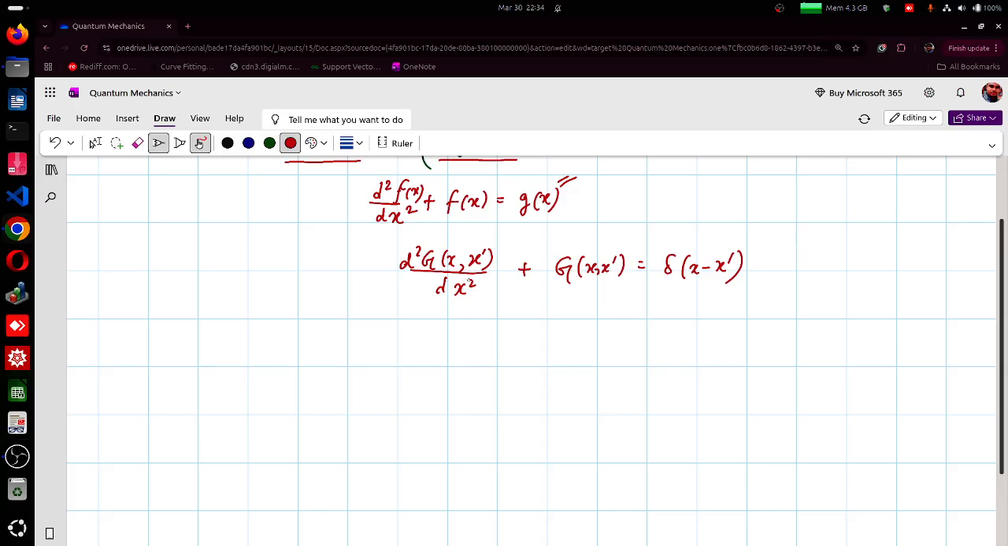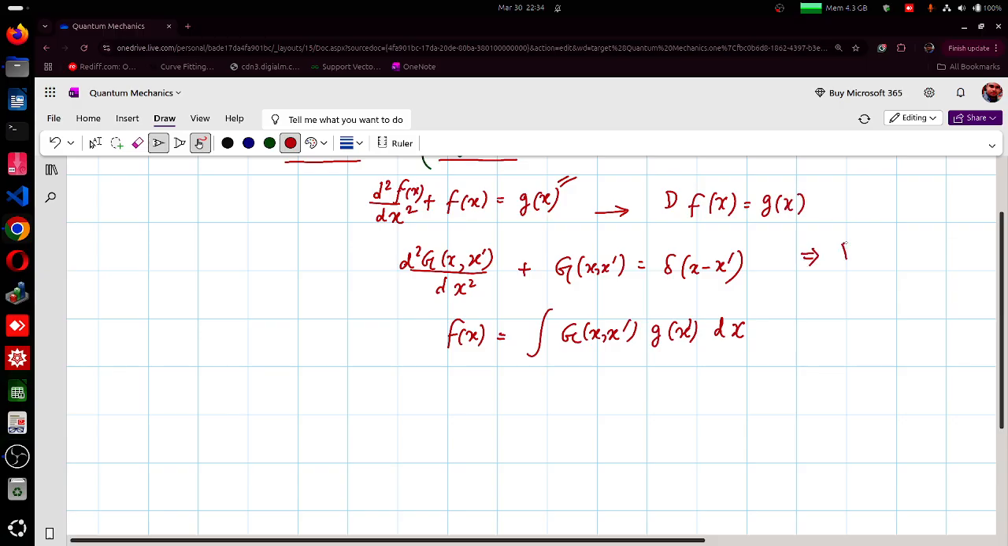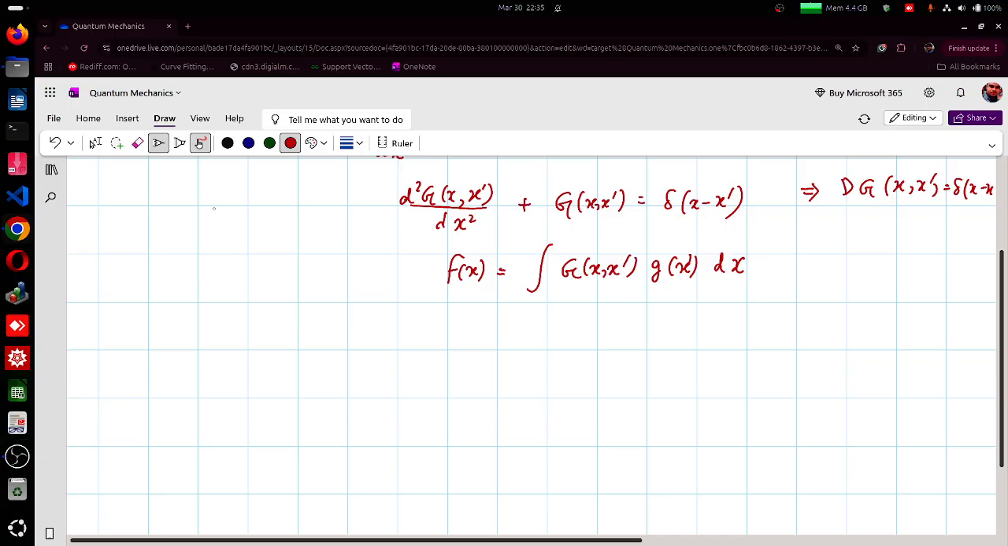So we can write f(x) to be the integral of G(x, x prime) g(x prime) dx prime. You can easily verify that it is a solution. How? Suppose you convert this to D of f(x) equal to g(x). Similarly, D of G(x, x prime) is delta of x minus x prime. So take D on both sides.